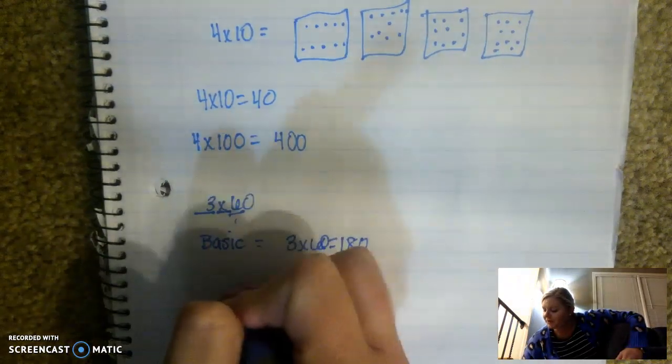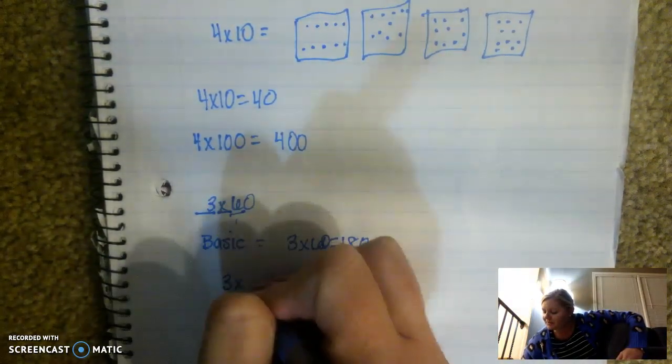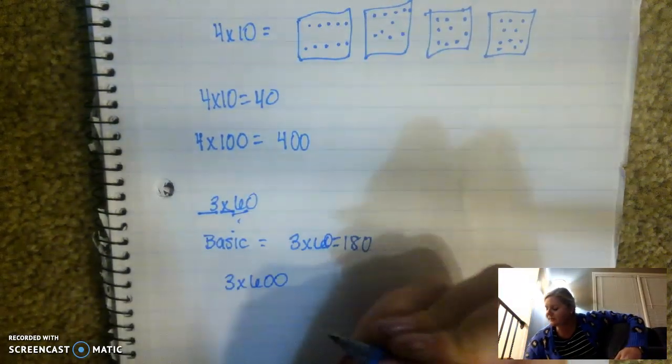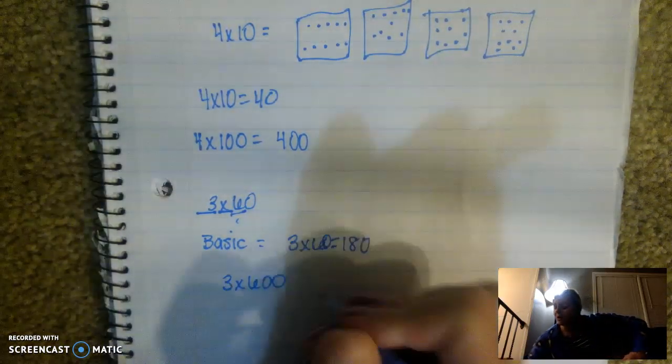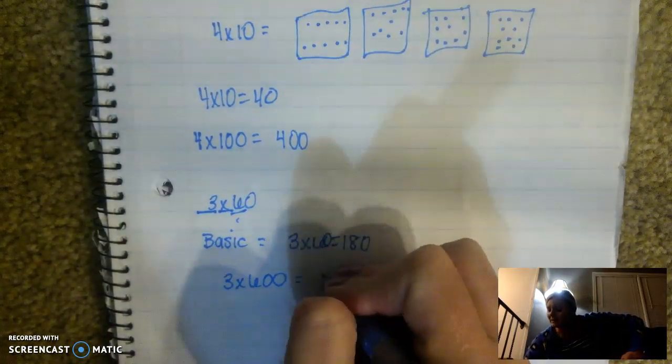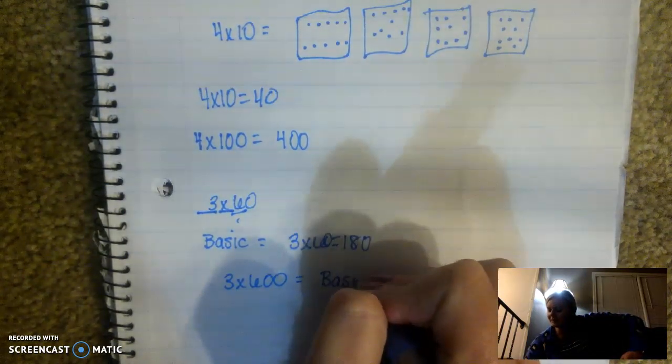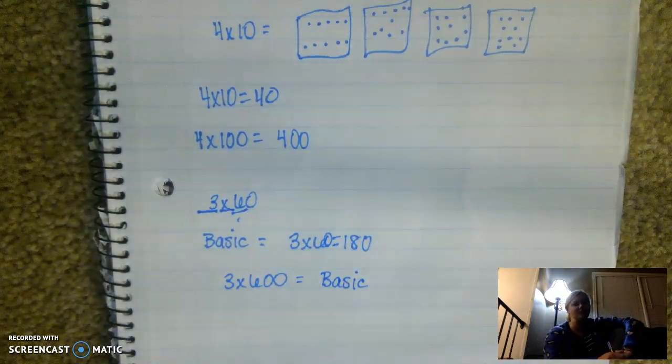So I wonder what you think. If this is true, if I were to do 3 times 600, what's the first thing I need to do? First thing that I need to do is look at my basic fact. What is my basic fact in this problem? Not basic fact, but my basic multiplication problem.